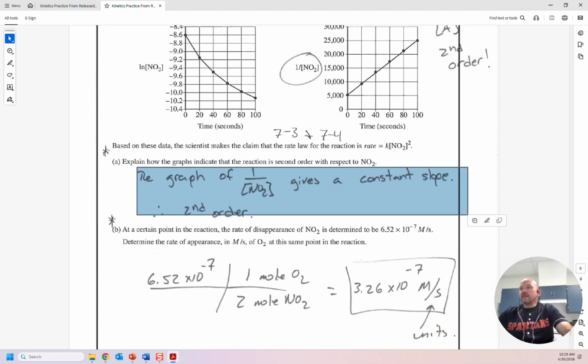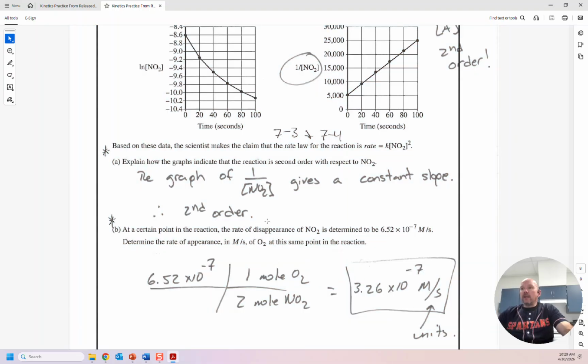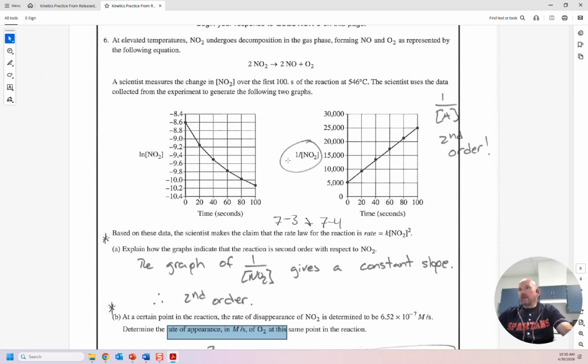Now, for this one, they tell us the rate of disappearance of NO2 at a given point in time. And they say, okay, if that's the rate of disappearance for NO2, what's the rate of appearance for oxygen at that same moment in time? Well, all we have to do is a little stoichiometry, right? All we have to do is take the rate of NO2 and multiply it by 1 and divide it by 2, multiply it by the ratio, and that'll give us the rate of oxygen.